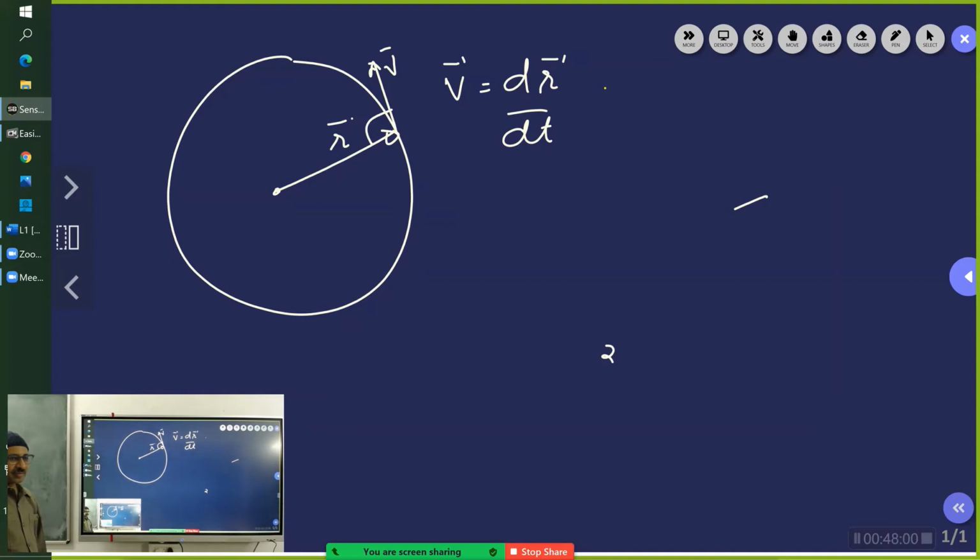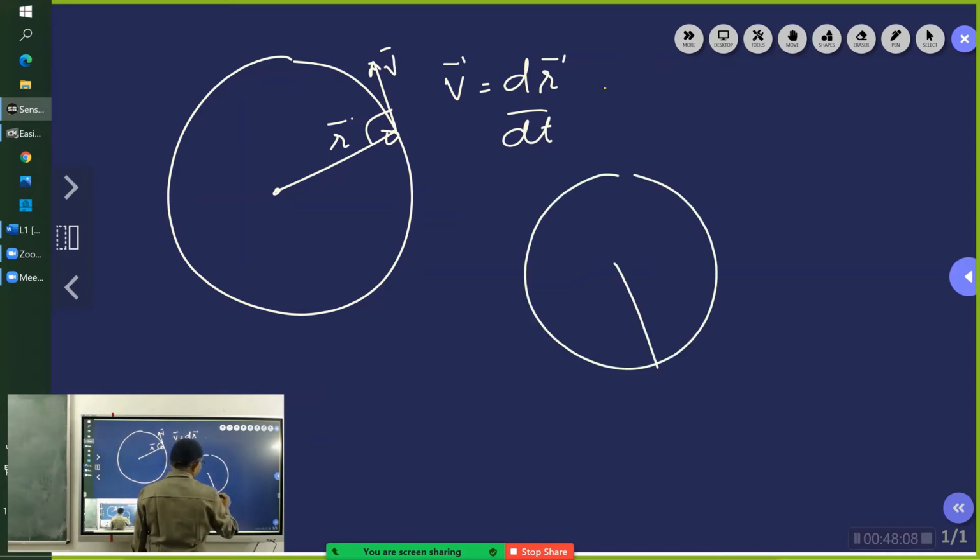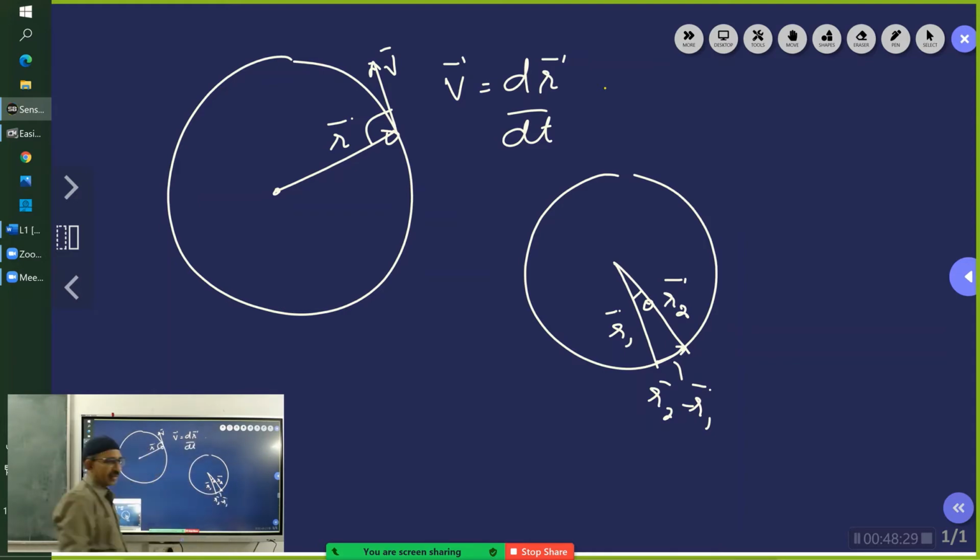That is what you did, the derivation of centripetal acceleration. This is precisely what you did. You took this as R1 bar, this as R2 bar, and this as theta. Remember that. And this one you take as R2 bar minus R1 bar, and it is very close to one another. All that you did to get the centripetal acceleration.